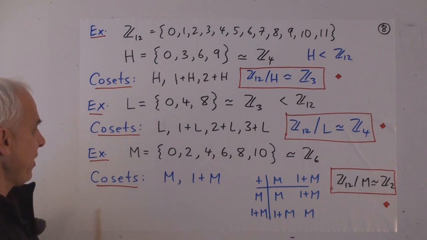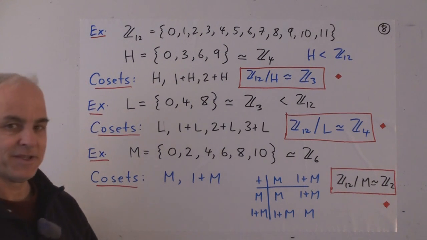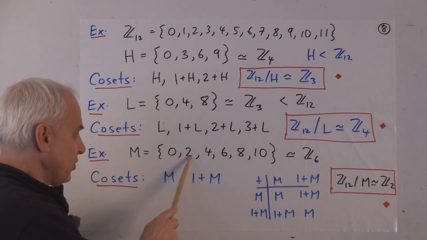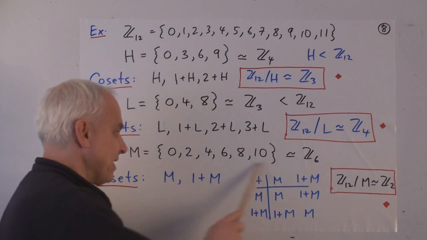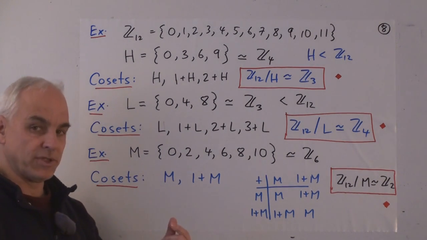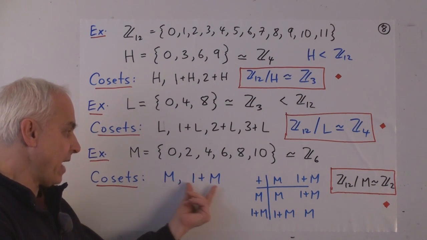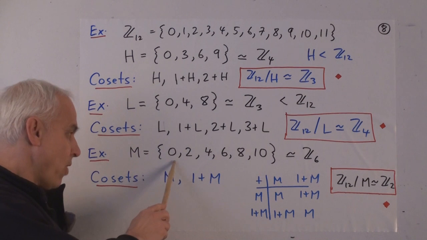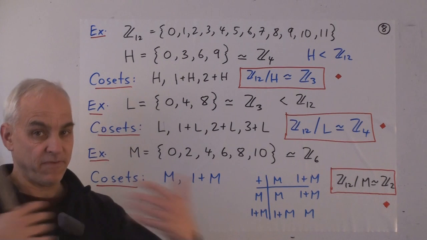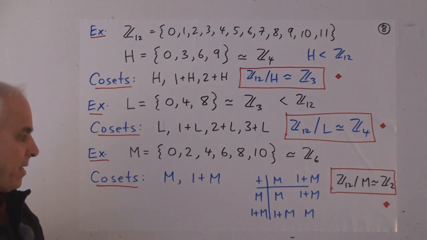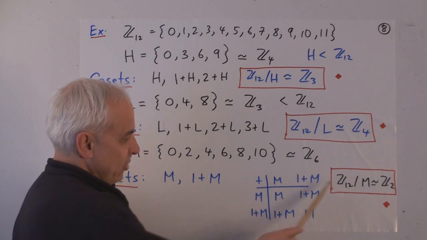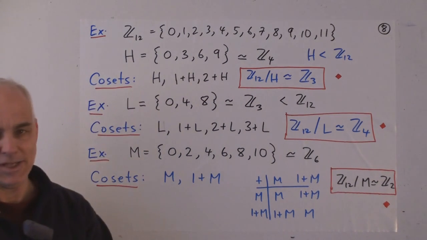And here's one more example. If we look at a little bit bigger subgroup, M, all the multiples of 2: 0, 2, 4, 6, 8, 10. That's a subgroup that's isomorphic to Z6. In this case, there's only 2 cosets. There's the subgroup itself and 1 plus M. 1 plus M would be 1, 3, 5, 7, 9, and 11. And those 2 cosets would fill out the group. And then here's the very simple addition table between these 2 things, and we see that that quotient group is isomorphic to Z2.